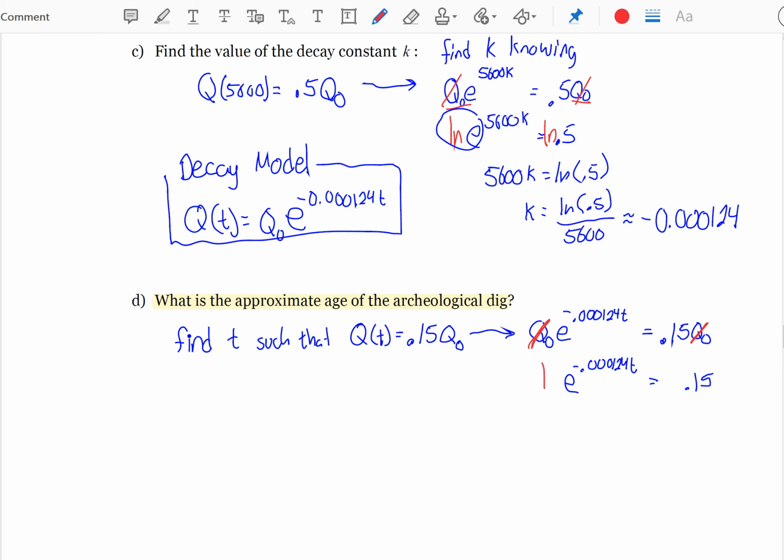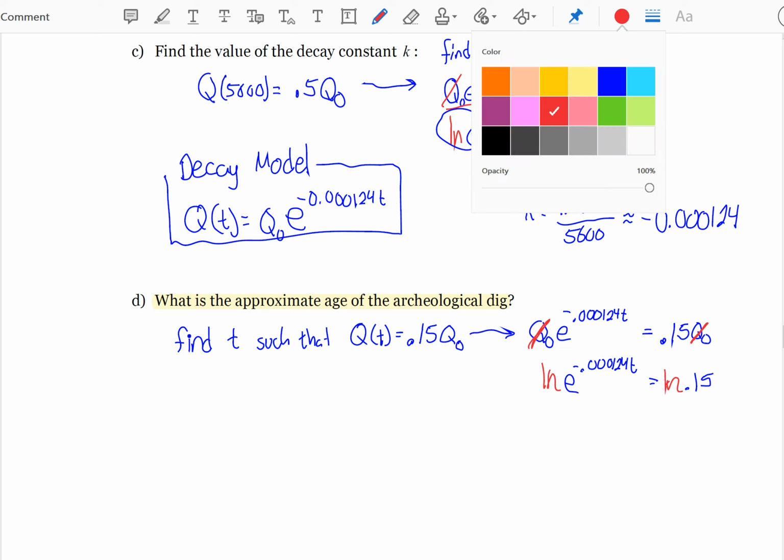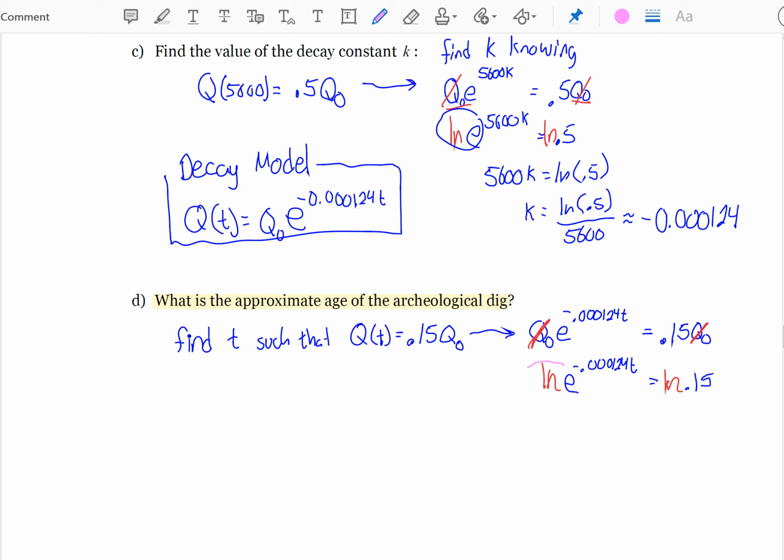where we choose to take a natural log of both sides of our equation, with the expectation that this natural log and this exponential will cancel, leaving negative 0.000124 t is equal to the natural log of 0.15. Or if we're solving for t, t is going to be the natural log of 0.15 divided by negative 0.000124.